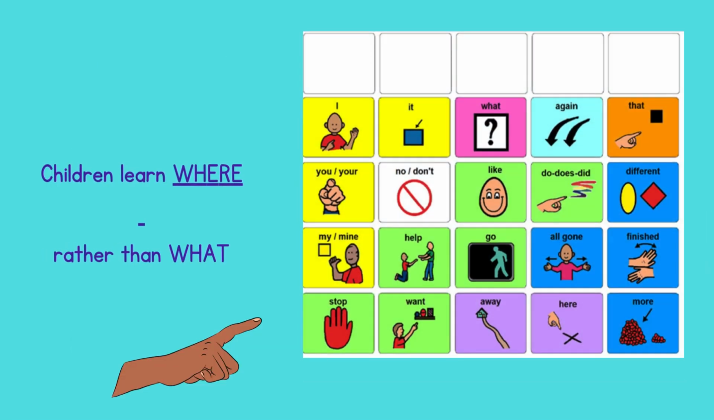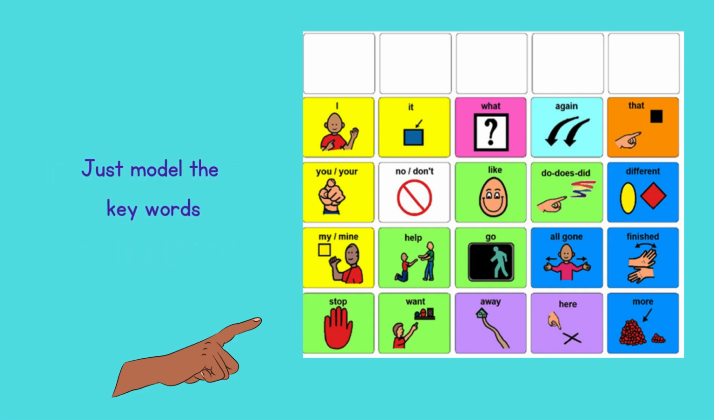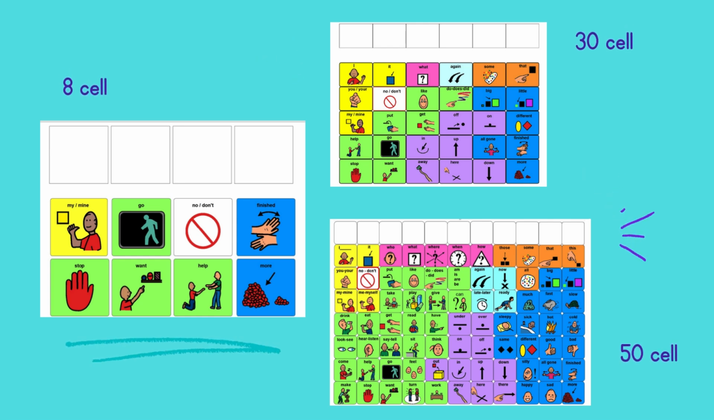Evidence has shown children will learn where the specific symbols are rather than what they look like. You don't have to model everything you say, just the key words. And the number of pictures on the board will be chosen by your child's speech and language therapist. The examples here include an 8-cell, 30-cell and 50-cell board.